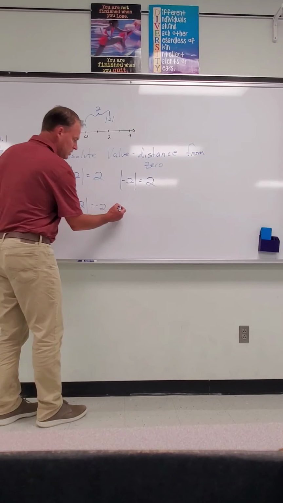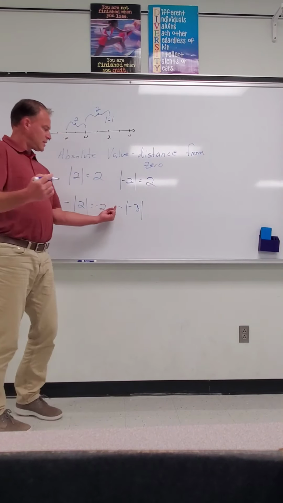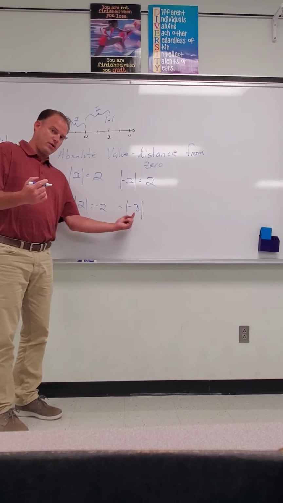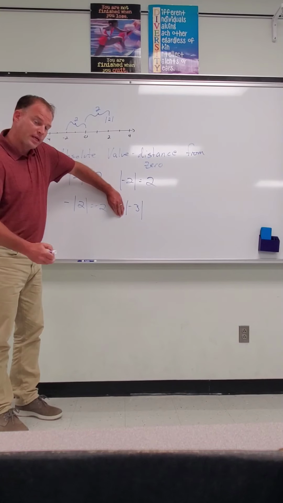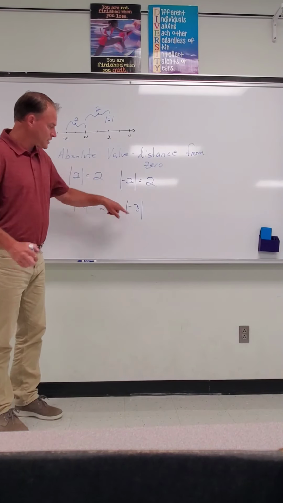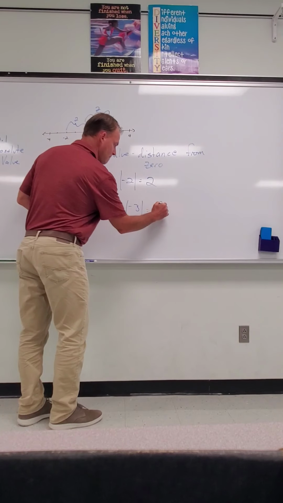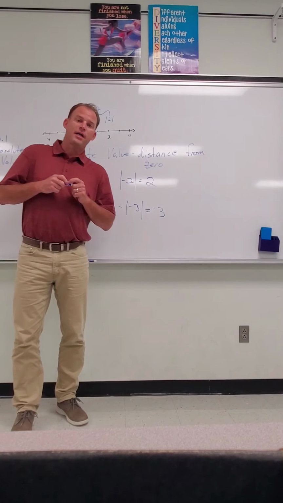So we could have this: the opposite of the absolute value of -3. Well, the absolute value of -3 is, very good, 3. The opposite of that is -3. All right? Any questions?